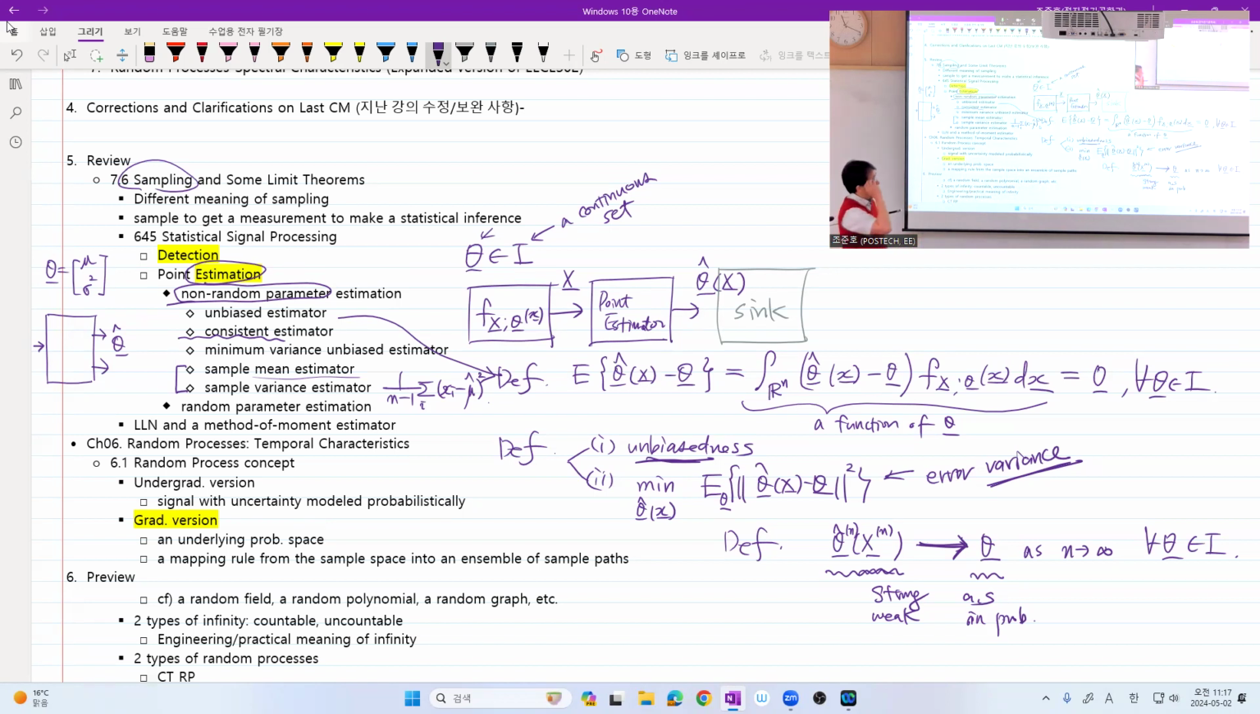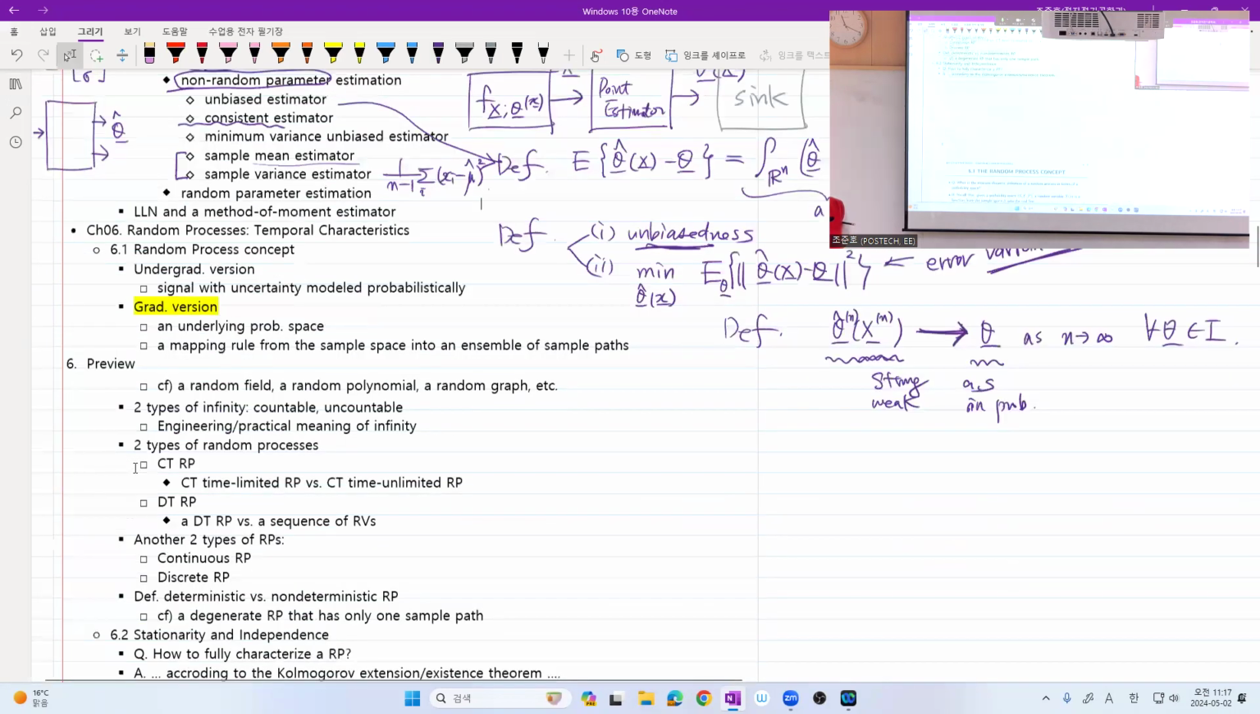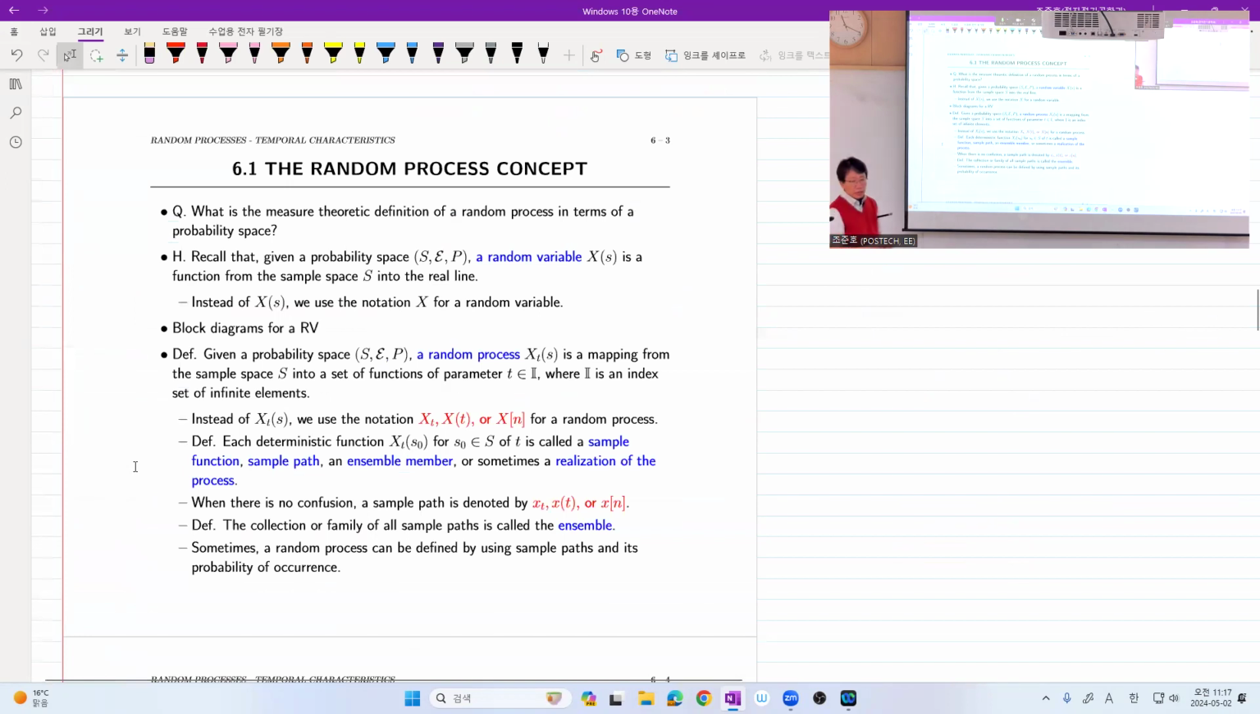So whenever you use a method of moment estimator, the first thing is that it may have bias. The second thing is to be careful in dividing by something. Anyway, then we move to chapter 6, the random process temporal characteristic. Let me just use the slide again.